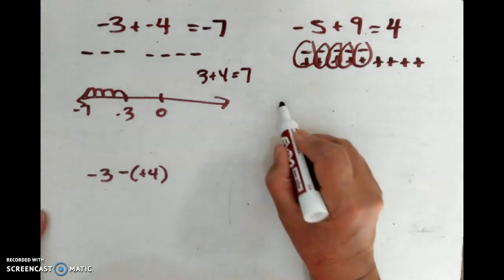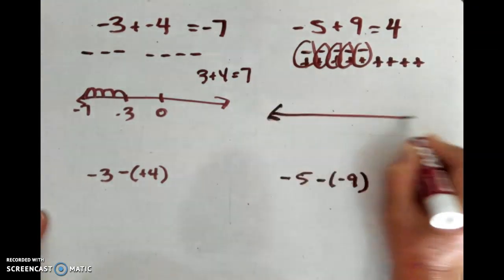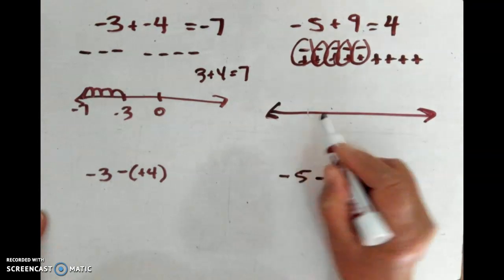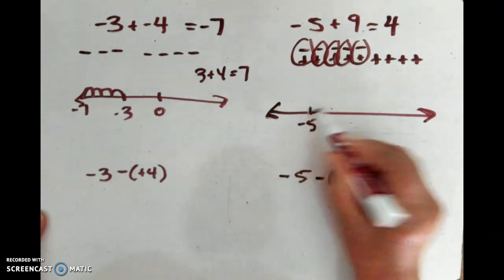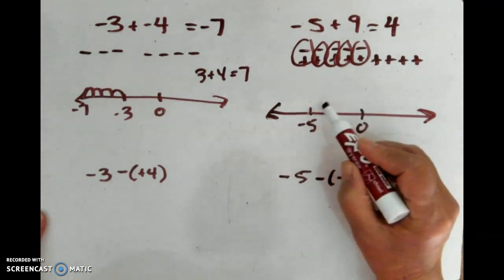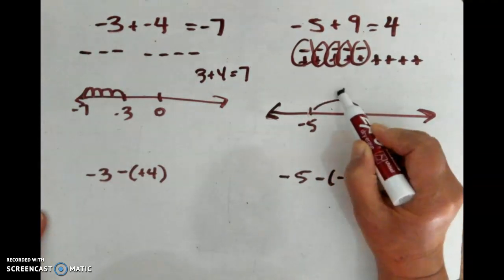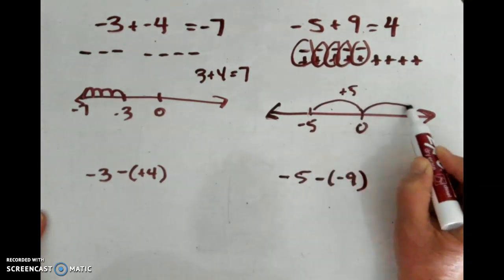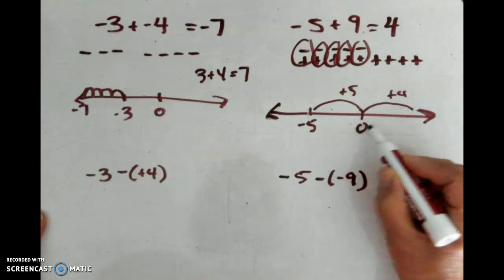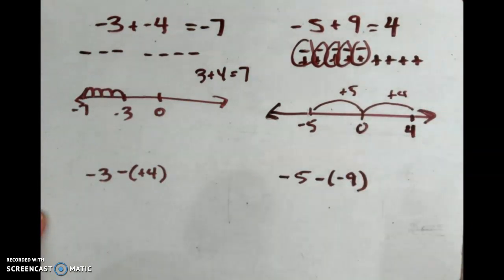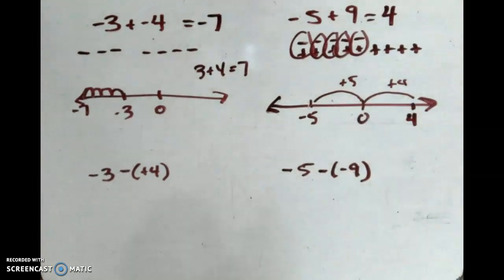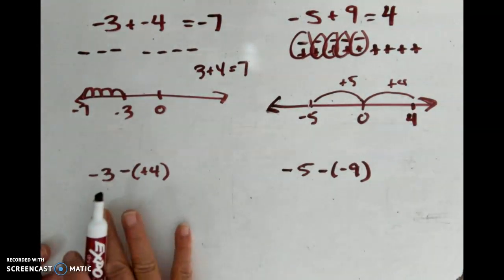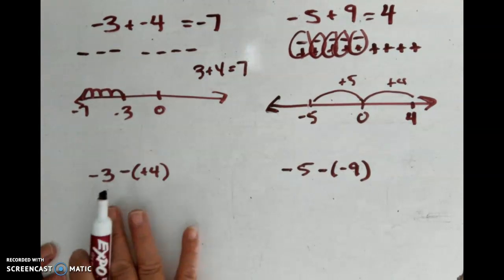Okay? On a number line, you could start here at -5. And here's 0. Now, to get to 0, I would add 5, and then I'm going to add 4 more. So 0 plus 4 would get me to +4.